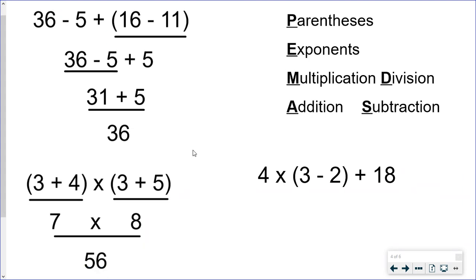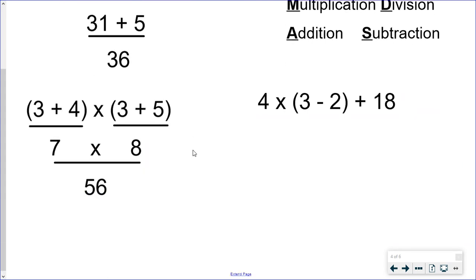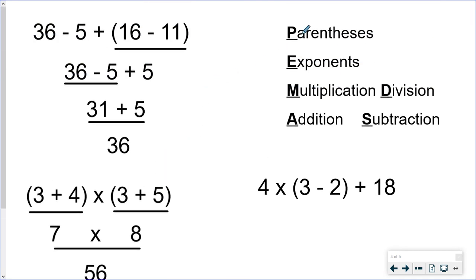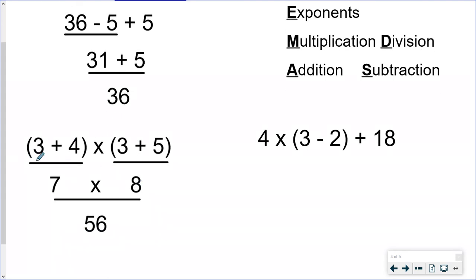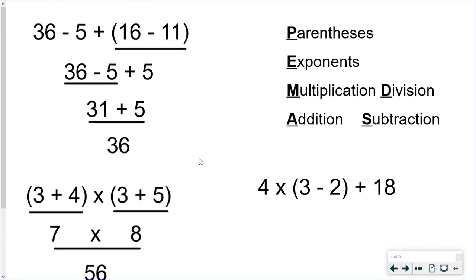Then there'll be some other problems like this where you have two sets of parentheses. I have a 3 plus 4, and then I have a 3 plus 5. In this situation, since you're going to do both parentheses, you could probably go ahead and do them both at the same time. So I'm going to do the 3 plus 4, which is 7, and the 3 plus 5, which is 8.